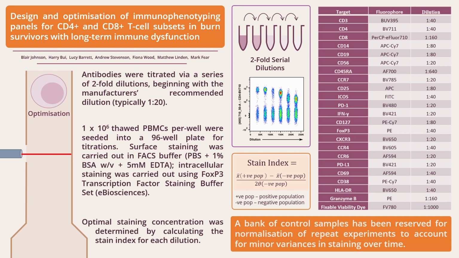To account for interrun variability as we use this panel, with samples that are accumulating in our biobank, we've stored a cache of PBMCs from a control donor to be used each time the panel is run, so that we can normalize that data between experiments.